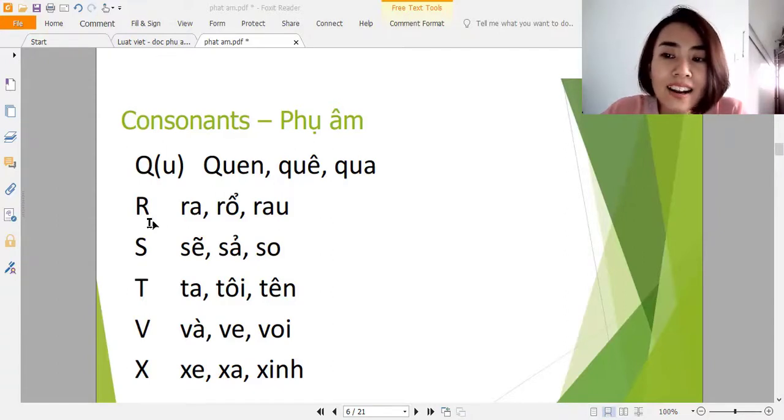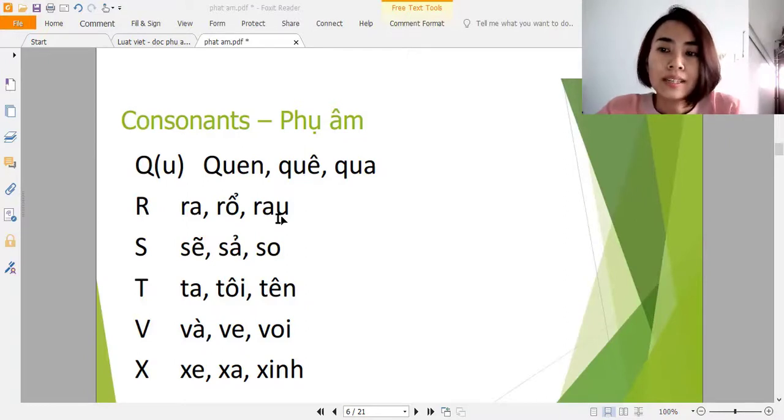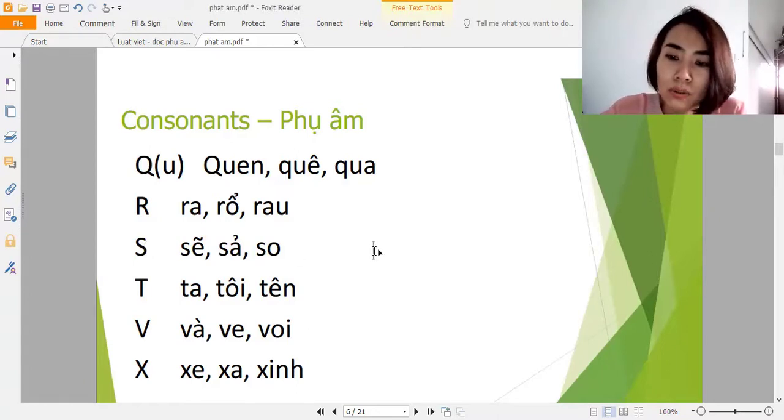Next, ra, ro, rau. I am saying it in the southern accent. In the northern accent, usually they just say it like a Z: za, zo, zao. But in the southern accent, we say ra, ro, rau. This is sha. Curve your tongue, not too much, and do not put too much air coming out. The closest consonant in English is sh, like shu. Not too much air.